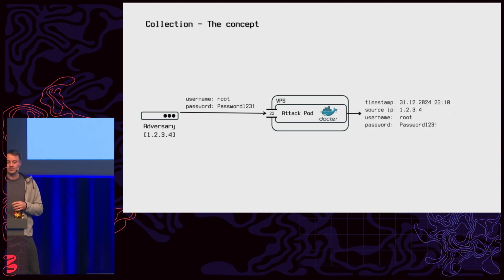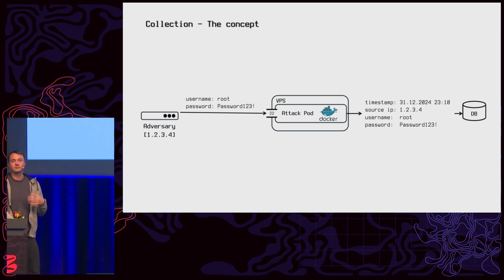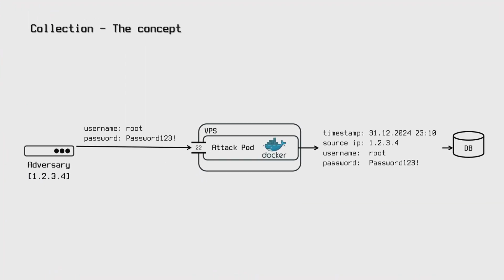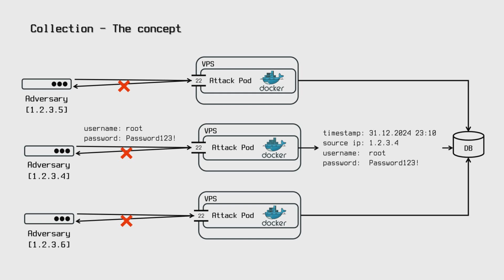This attack pod then collects the timestamp, the source IP, the username, and the password that the adversary tried to attack us with into a centralized database, and eventually denies the request. So the adversary thinks they tried to log in to a system, and they just failed. They just got the wrong credentials. Now, this concept also allows scaling. So I can have one more, or two more, or maybe hundreds of more systems out there that do the same thing, collecting attacks into one central location.